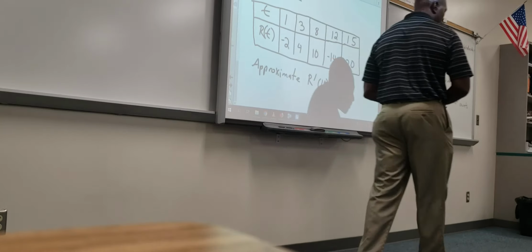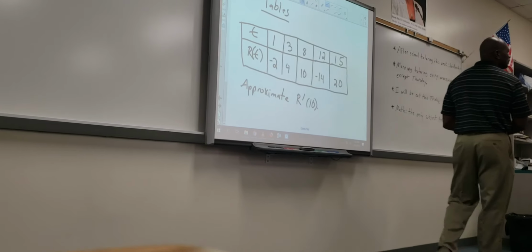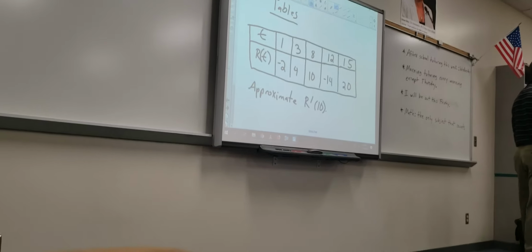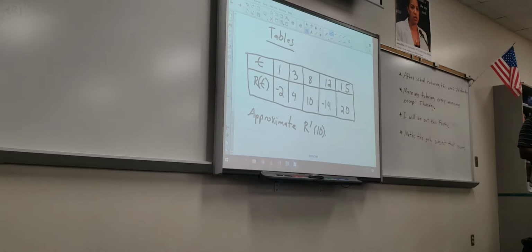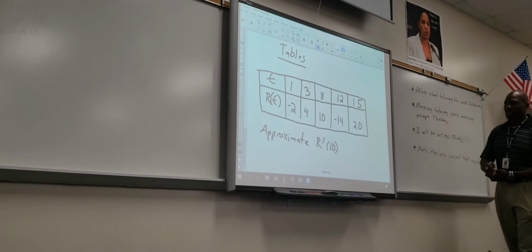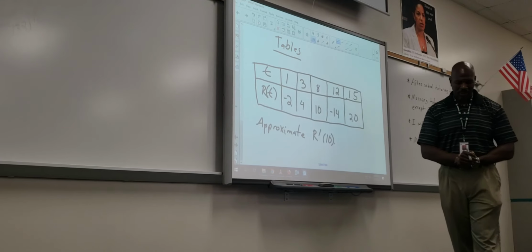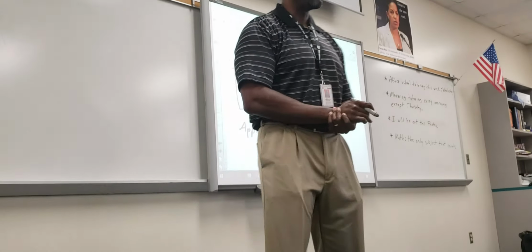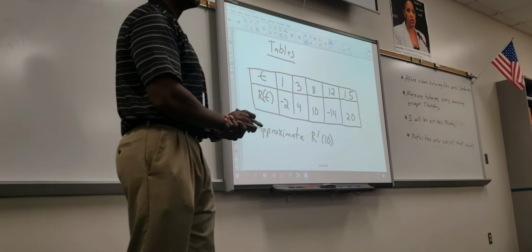Now, do you see a 10 on my table? For t, do you see a value for t that's 10? No. There's no t value of 10, correct? So, how do you think we're going to be able to approximate the derivative when t is 10?